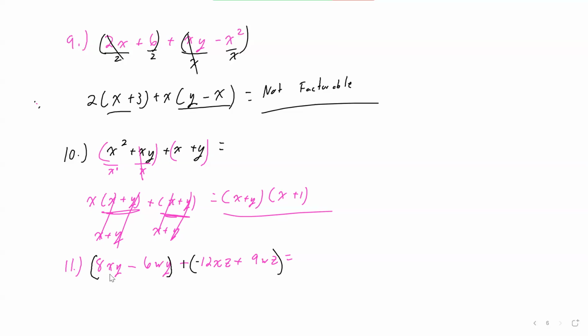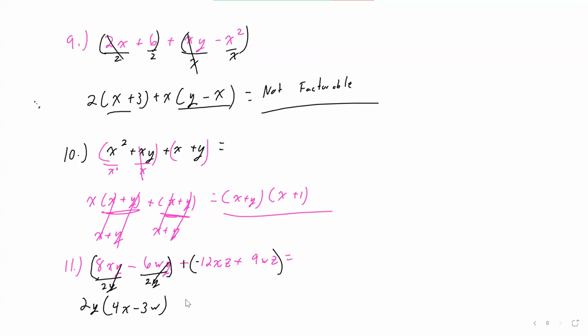All right. What's the GCF in the first two? I would say 2 as well. Okay, so then I divide by 2y. So 8 divided by 2 is 4x, perfect. You got it. Minus 6 divided by 2, 3. Good. 3w. What does negative 12xz and 9wz have in common?